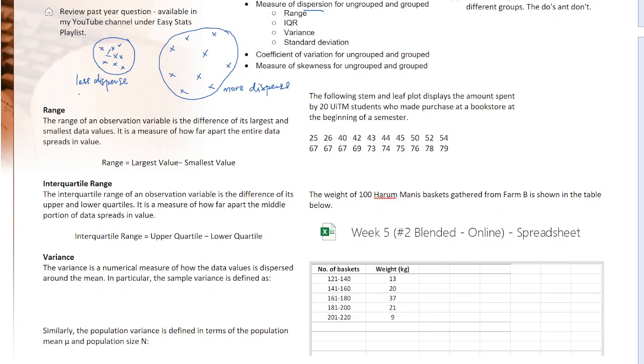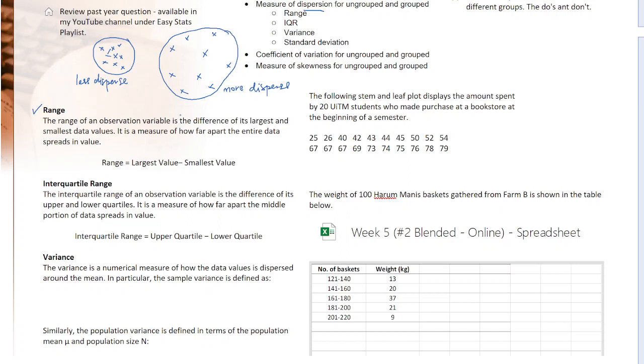Okay, so now we are looking at a larger picture. One way to look at the variation in a data set, or dispersion in a data set, is through the measures of the range. So the range is simply the difference between the largest value and the smallest value.